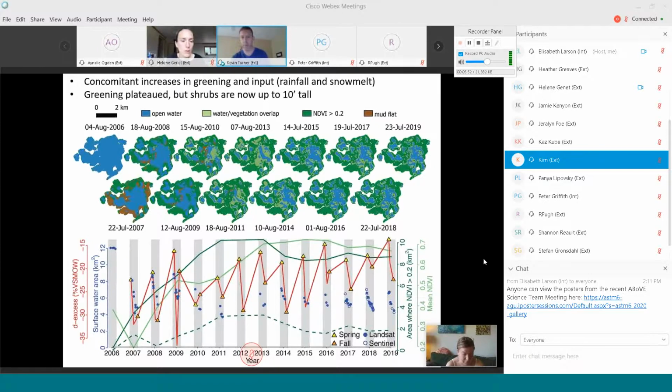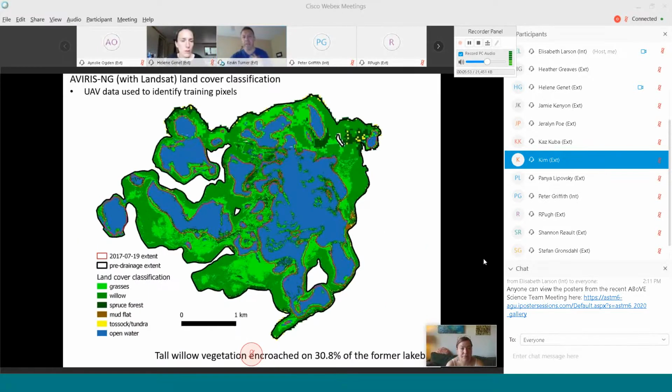Now, if we apply the average data and a little bit of Landsat, you can see how it's a little pixelated at the top. We didn't have average data covering the whole basin, but what I did is I just kind of put a Landsat hat on top of it and then did a land cover classification using, again, like I said, the UAV data to train the Landsat pixels.